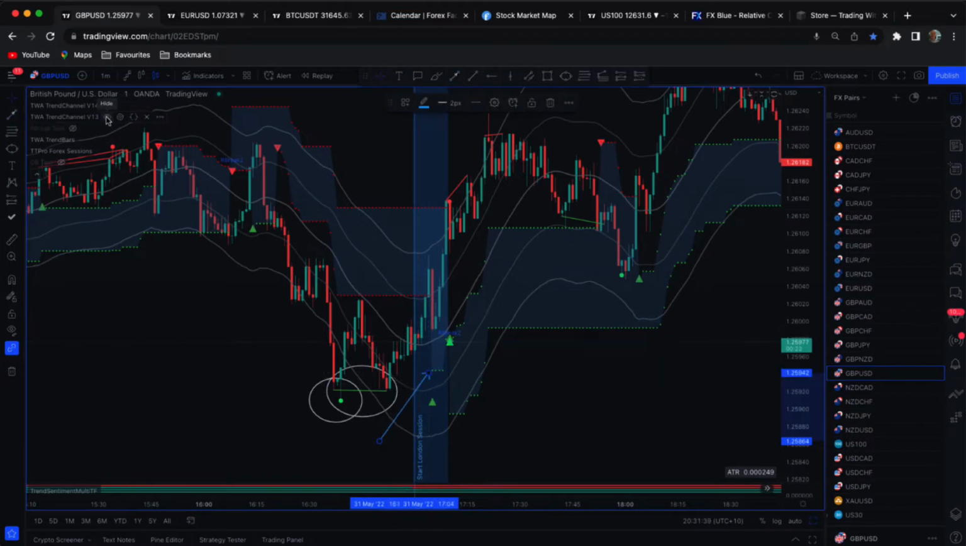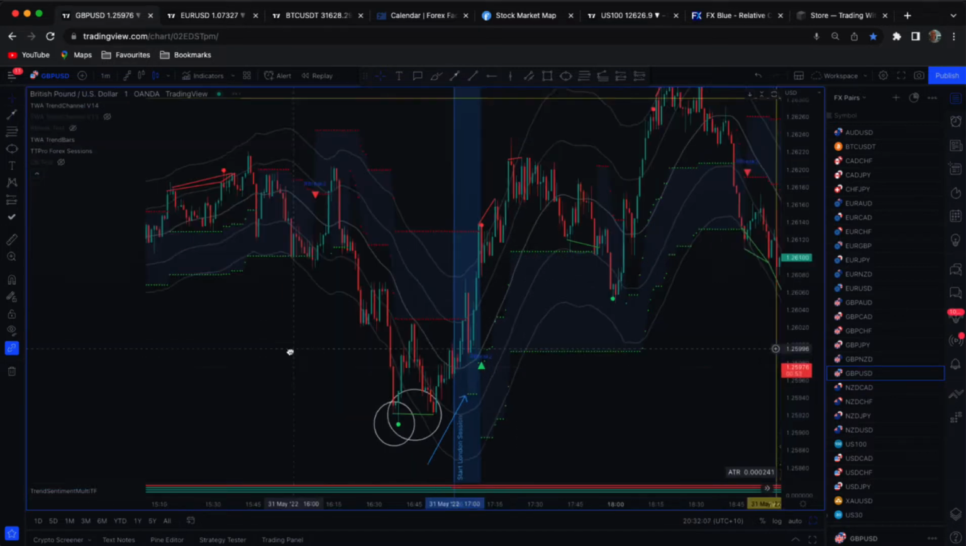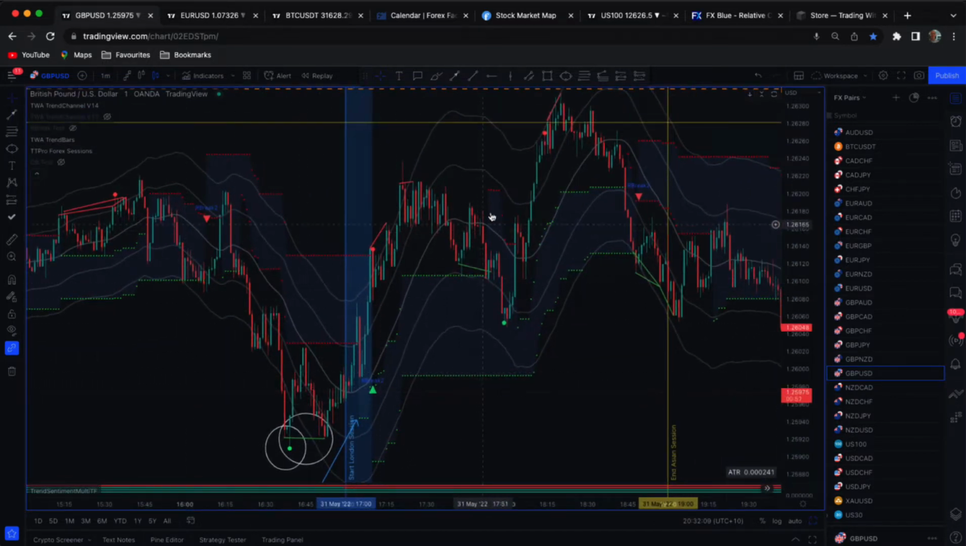Let me just take this out for a second. As soon as you see these first green dots, there's your cue. Going to get in before you see our breakout signal here. All right, London Open, rotation, pound dollar, and then we get to trade it up.